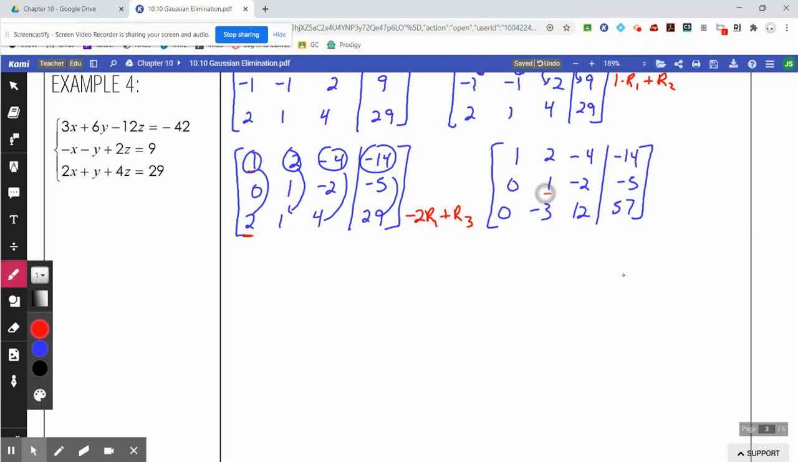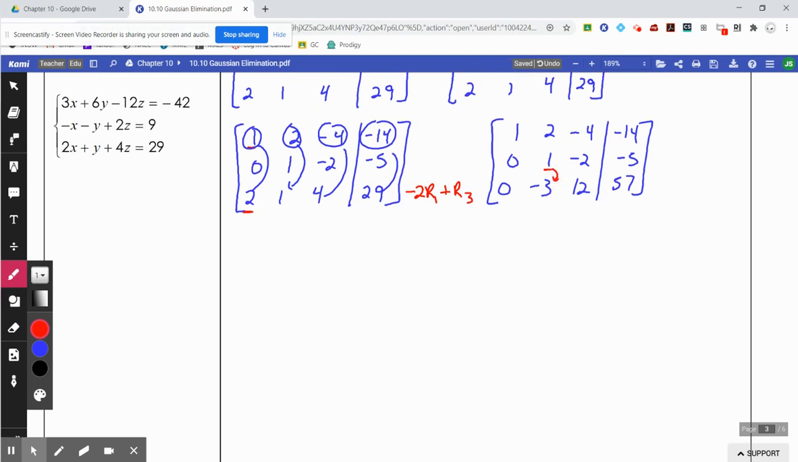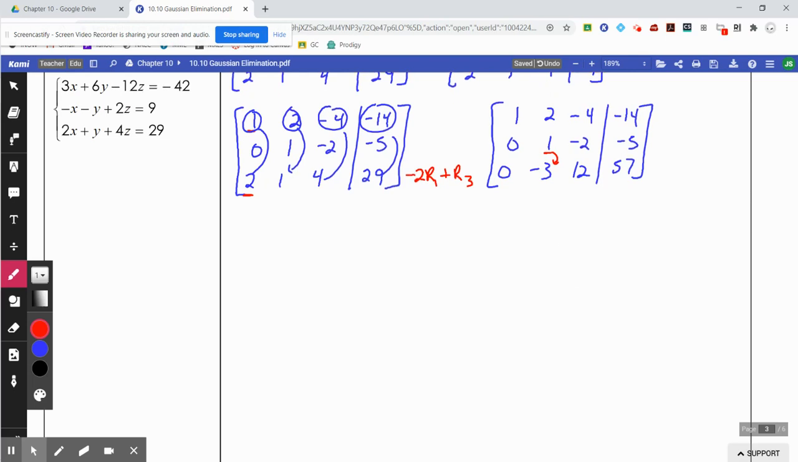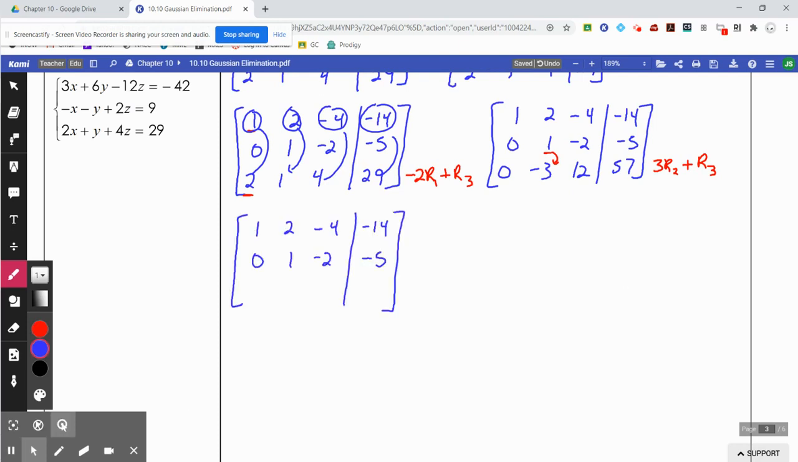Okay, next step, we've already got a 1 here. That would normally be our next step, so we can skip on to the next one. I need to make anything below it a 0. So what can I add to negative 3 to make it 0? That'd be a positive 3. So I'm going to multiply my tool in row 2 by positive 3, and I'm going to add it to row 3. That does not change rows 1 or 2, but only row 3.